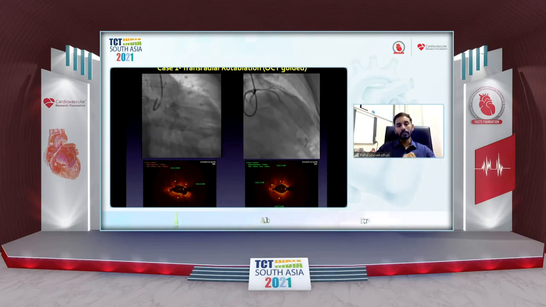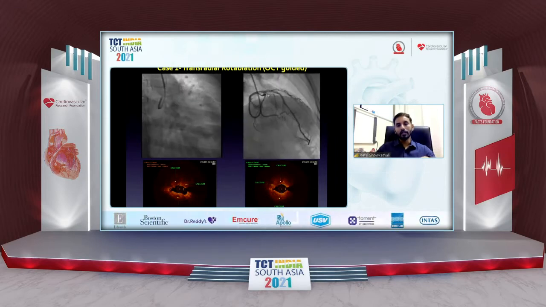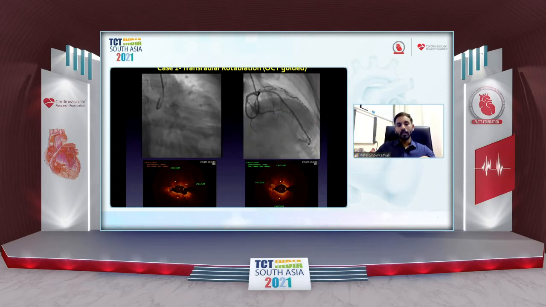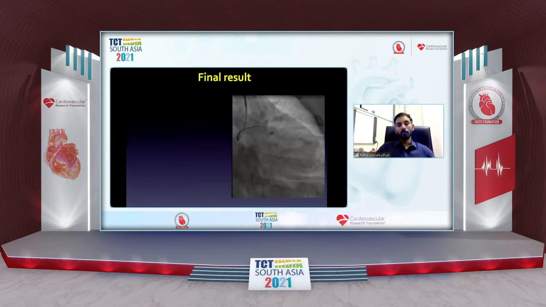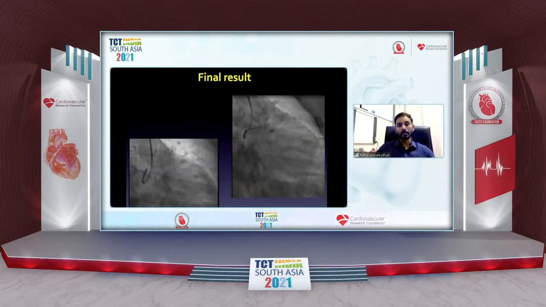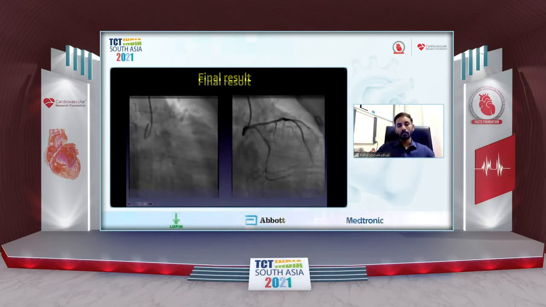This is one of my early cases of transradial rotablation with OCT guidance in a 7 French slender sheath and a 7 French guiding catheter. You can see the calcium in the LAD. The OCT nicely showed that calcification, and I straight away went with a 1.5 millimeter burr at around 175,000 rotations per minute. You can see the burr going in, and then we deployed the stent. So it's a reasonably simple form of PCI, and the rotablation burr went very smoothly.